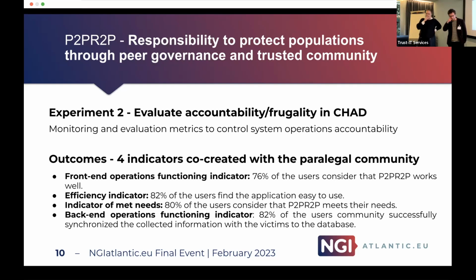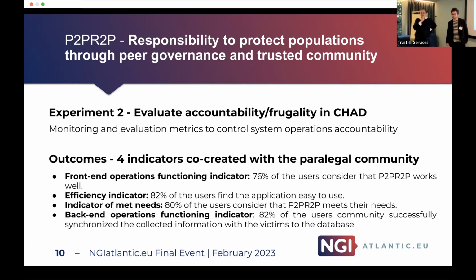On efficiency, 82% of the users find the application easy to use. That's really good for this population. On the indicator of needs, 80% of the users consider that P2P R2P meets their needs. Again, we had people who didn't know how to switch on the phone. So this is very basic usage, and 80% is a really good result.